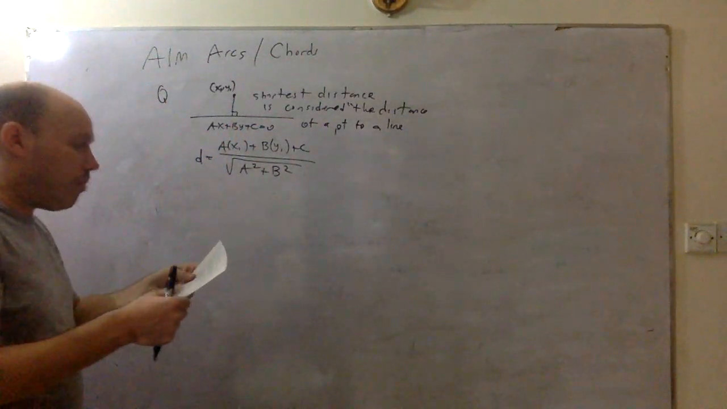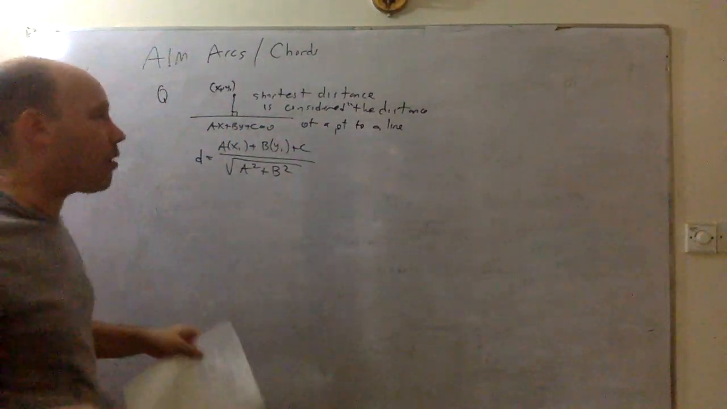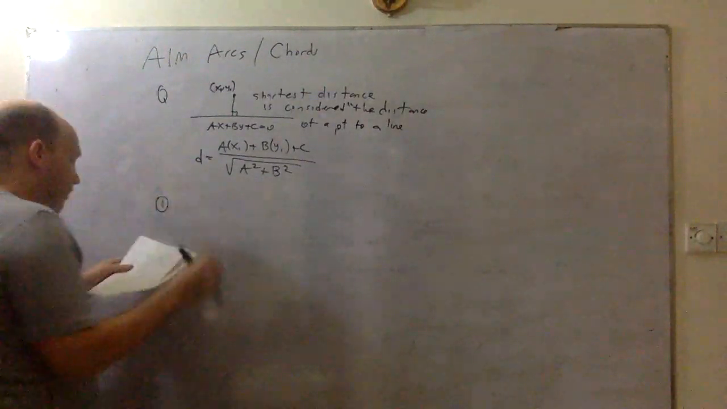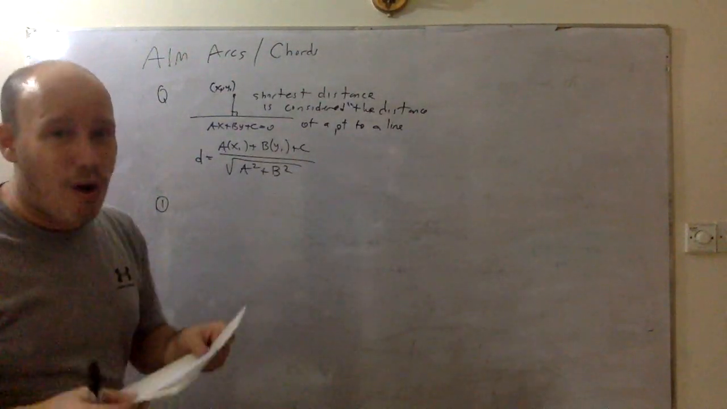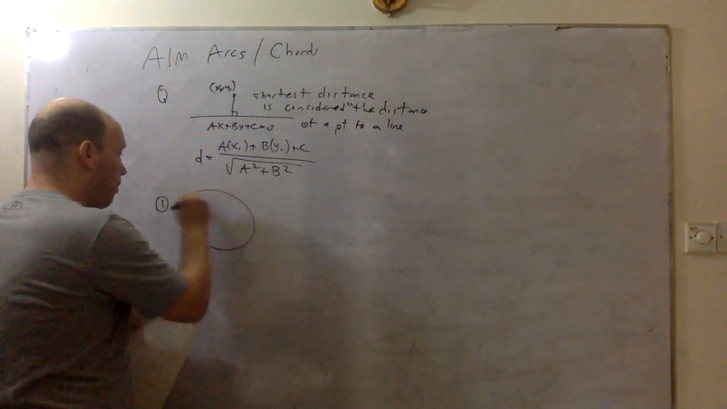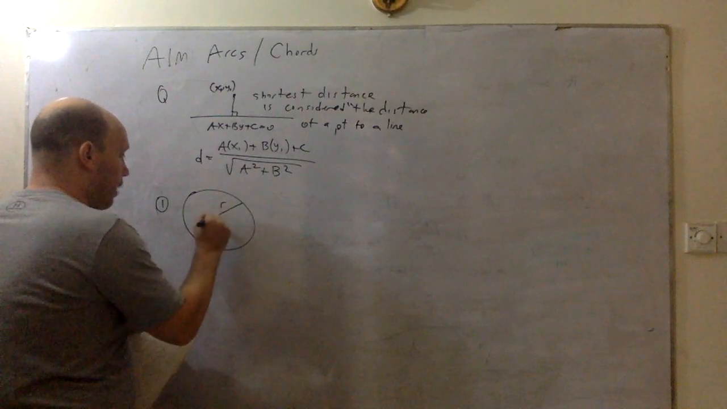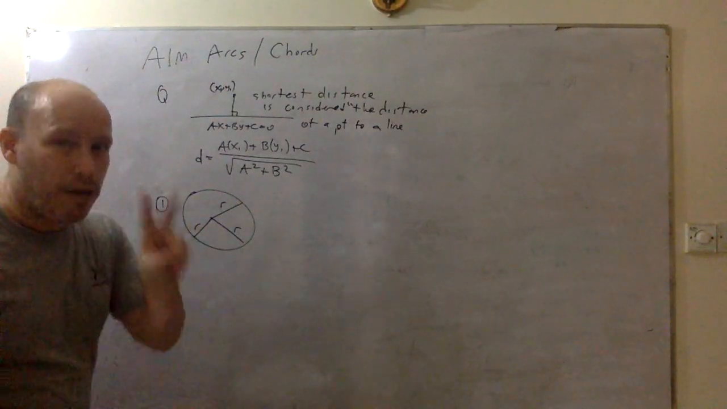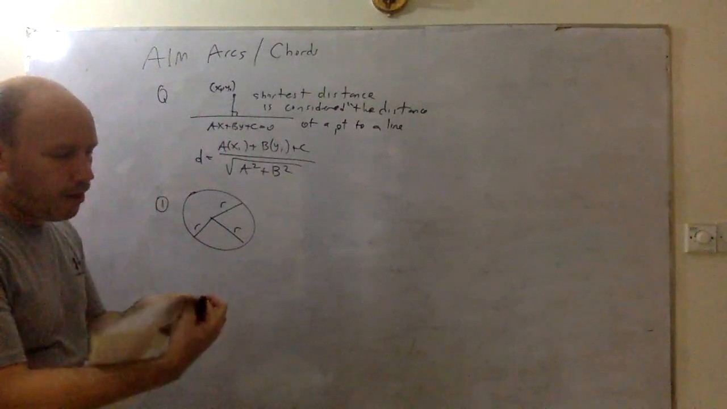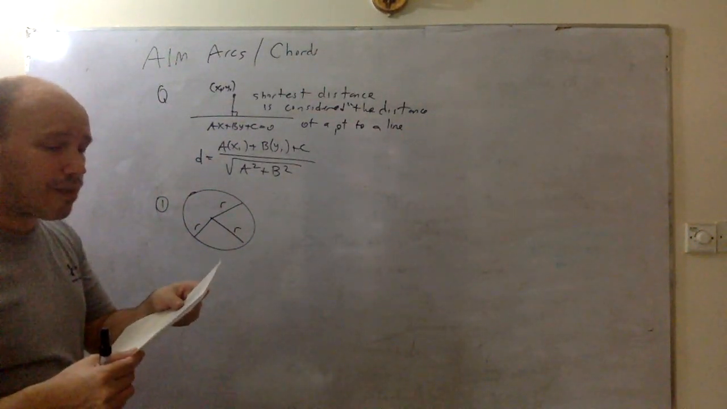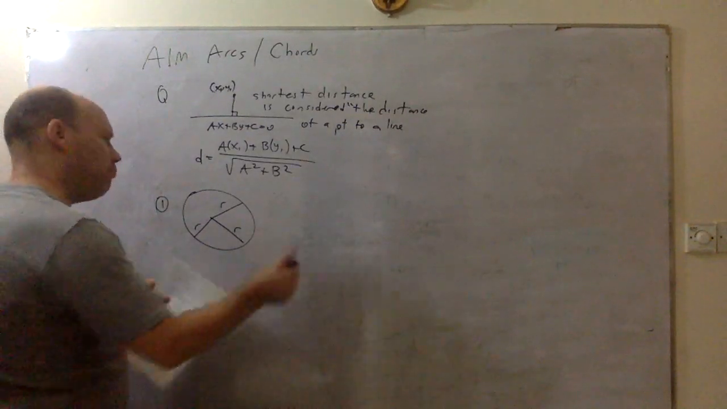Anyway, so once again, arcs and chords. Once again, always imagine there's a circle. First thing, all radii are congruent. Yeah, that makes sense. Here's a circle. Here's a radius. Here's another radius. Here's another radius. They're all congruent. Number two, a point is in the interior if its distance from the center is less than the radius.